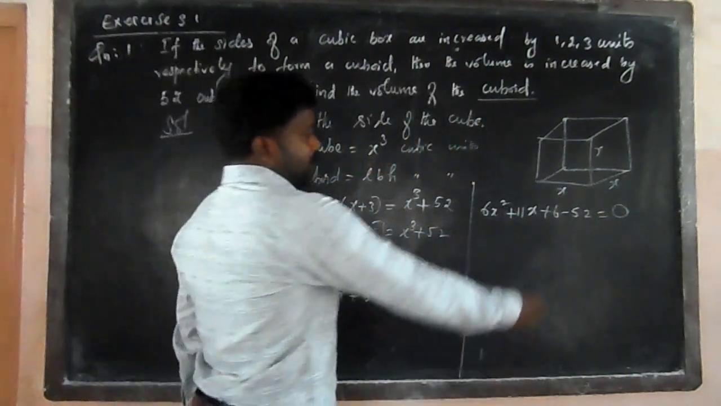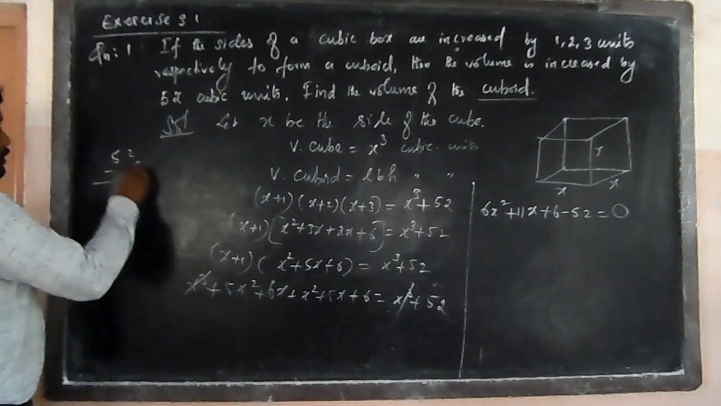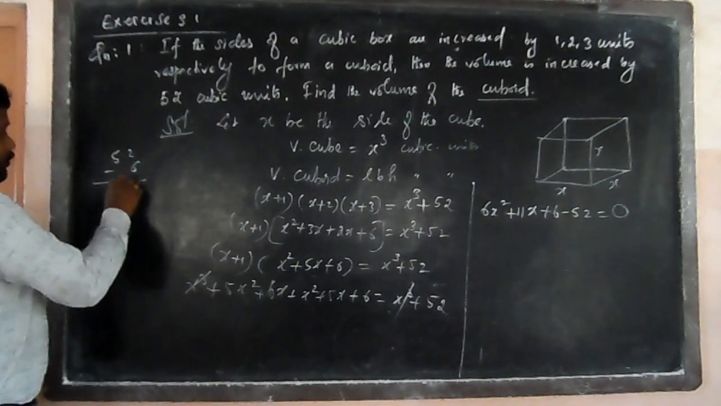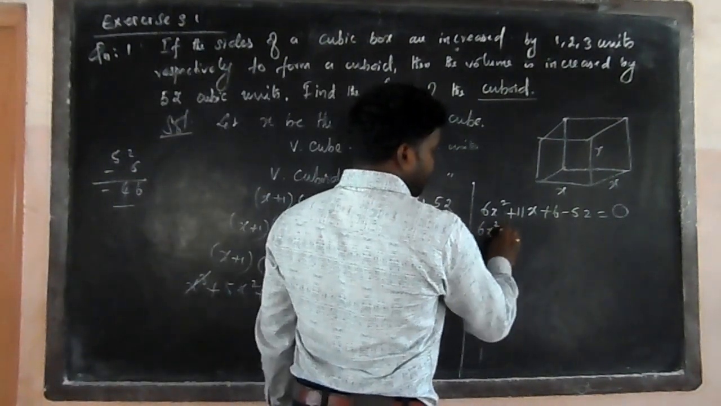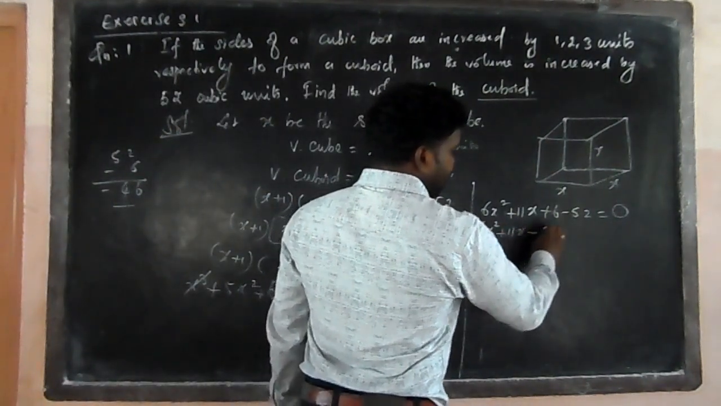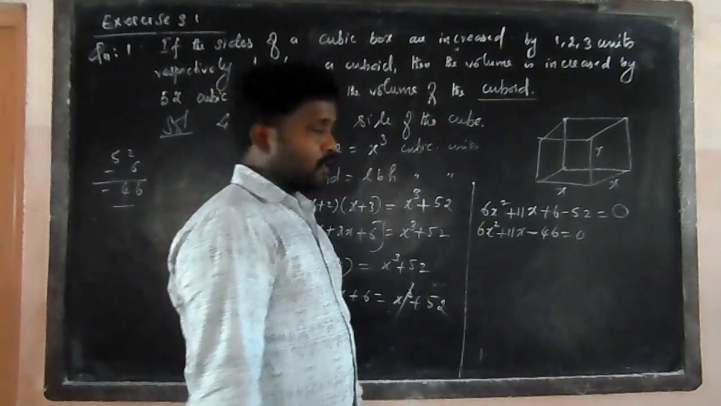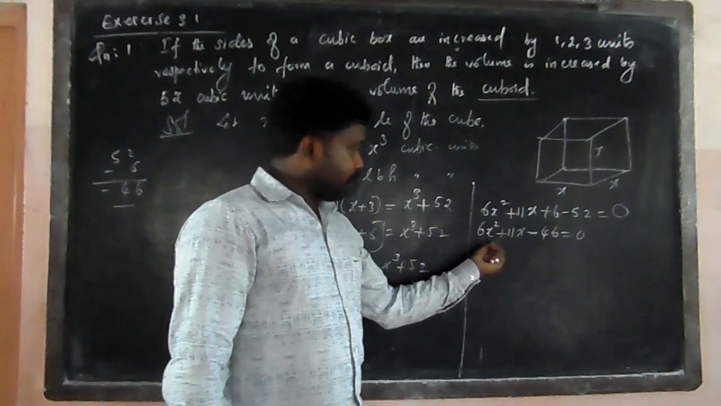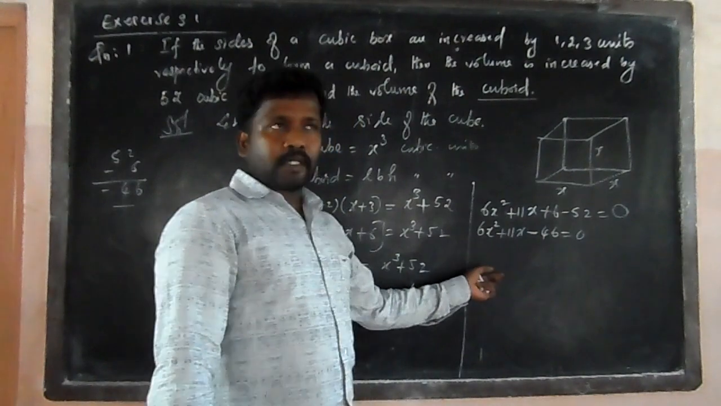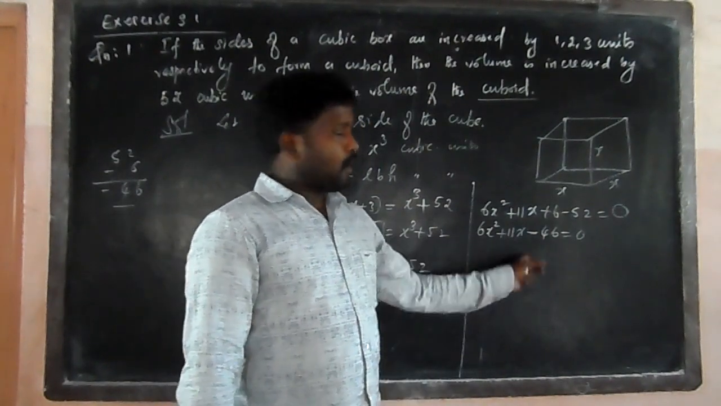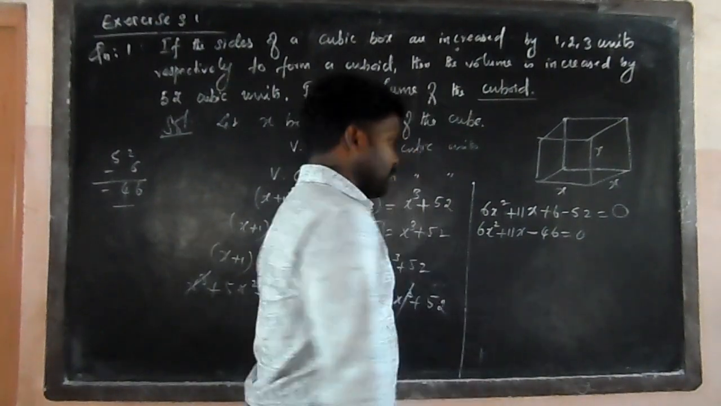Next is 6 minus 52, that is minus 46. So this is 6x square plus 11x minus 46 is equal to 0. It's a quadratic equation. We need to factorize. How to factorize? One is the formula method: x is equal to minus b plus or minus square root of b square minus 4ac, by 2a. Another one is splitting the middle term.